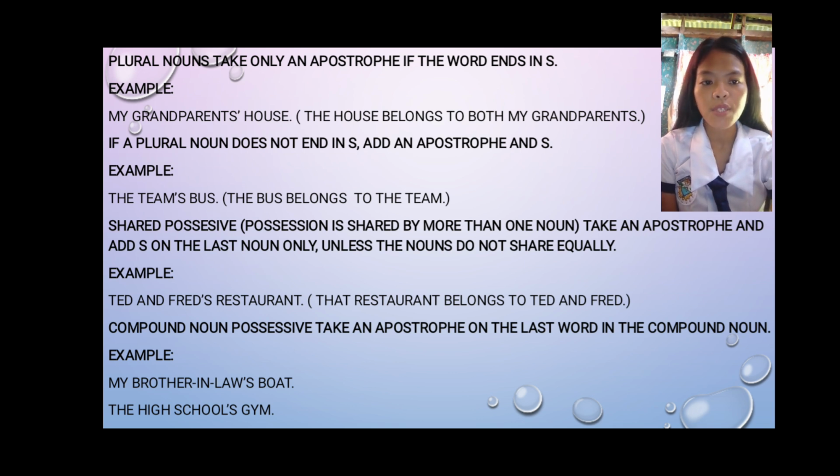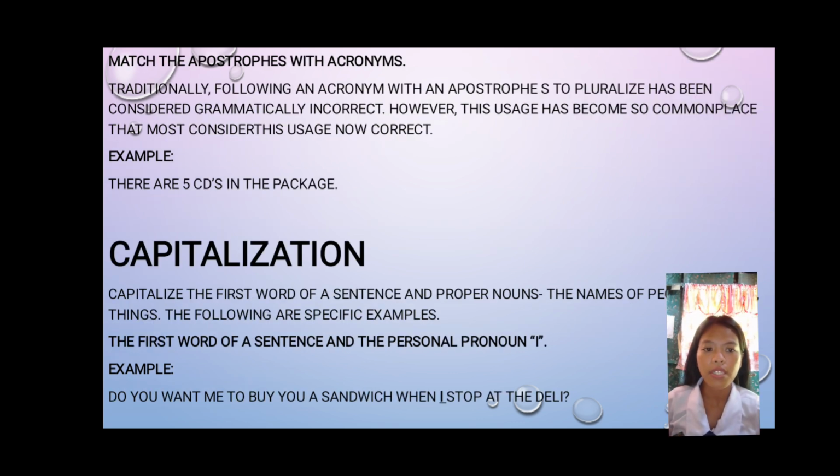Compound noun possessive. Take an apostrophe on the last word in the compound noun. For example, my brother-in-law's boat. The high school's gym. Next, apostrophes with acronyms. Traditionally, following an acronym with an apostrophe to pluralize has been considered grammatically incorrect. However, this usage has become so commonplace that most consider it now correct. Example, there are 5 CDs in the package.